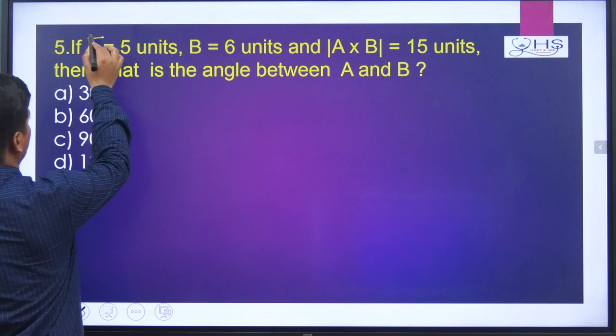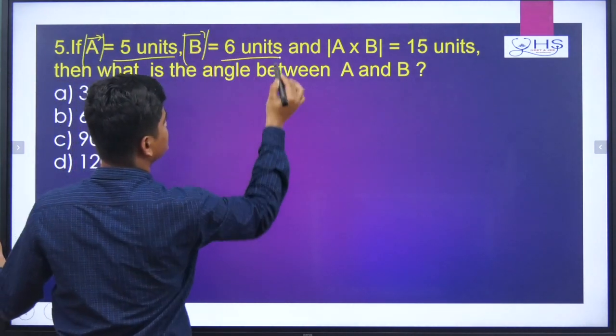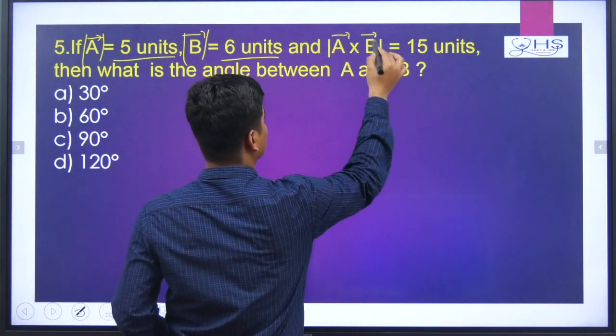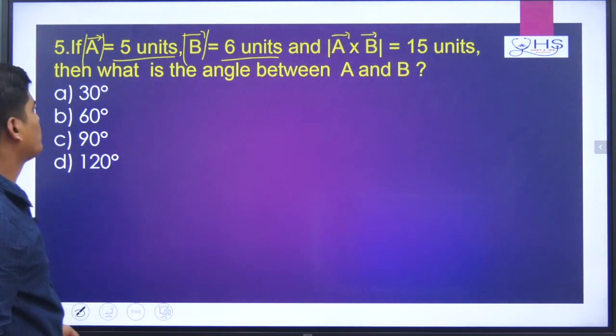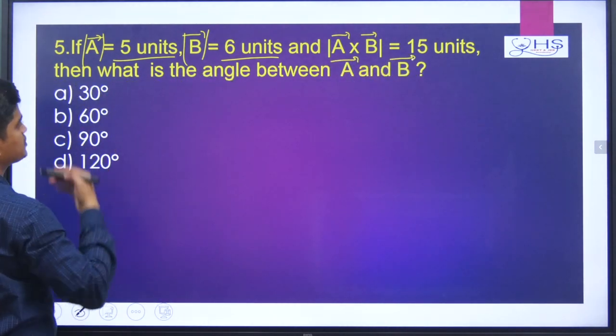The A vector magnitude is 5 units, the B vector magnitude is 6 units, and the A cross B vector magnitude is 15 units. Then what is the angle between A vector and B vector? Now here some options are given.